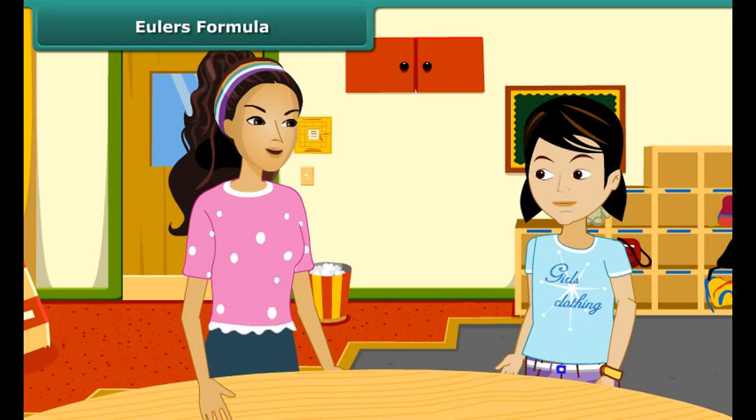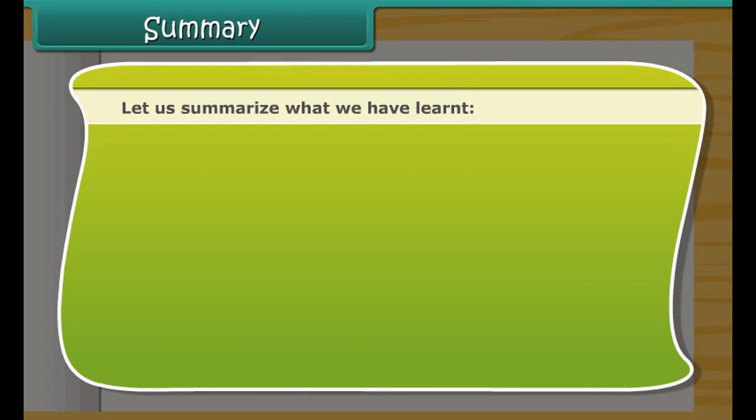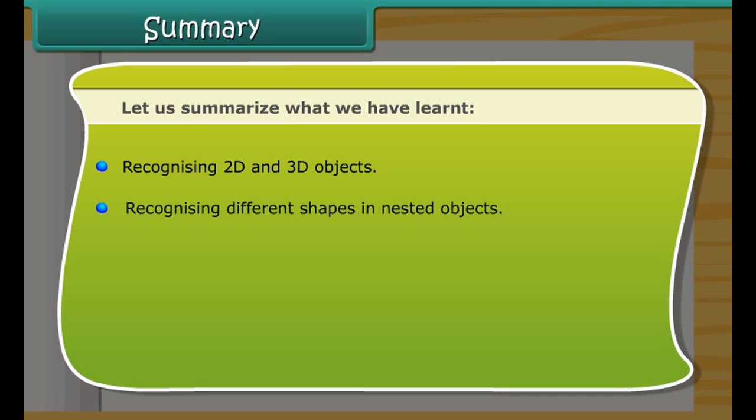If F stands for the number of faces, V stands for the number of vertices, and E stands for the number of edges, then Euler's formula is F plus V is equal to E plus 2. That is, F plus V minus E is equal to 2. This formula is true for any polyhedron. If the number of vertices and the number of edges of a polyhedron is given, then we can find the number of faces.